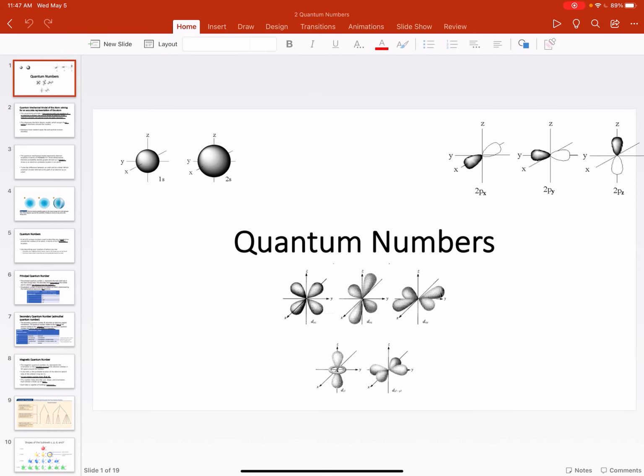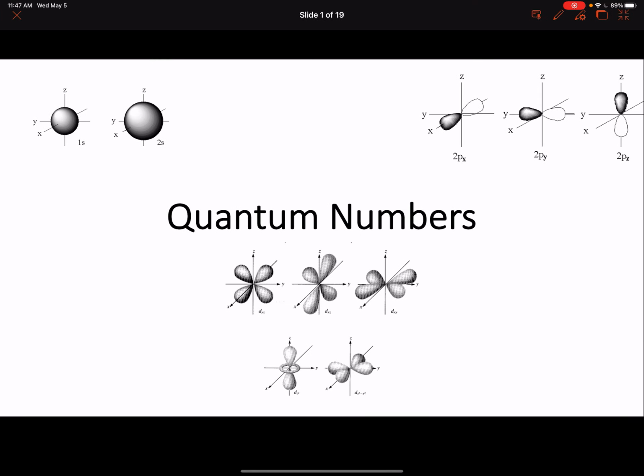Hi everybody. We are going to go through the concept of quantum numbers. So this is in the field of quantum mechanics and the electron cloud model of the atom. So let's get started with this. We'll get right to it.